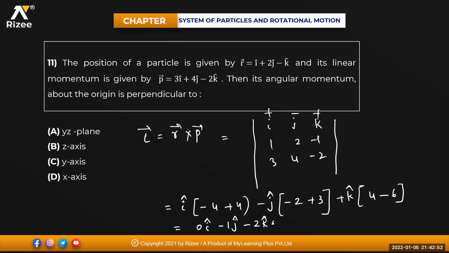So it will be lying in which plane, beta? The angular momentum about the origin is perpendicular to which axis? X-axis or y-axis? The angular momentum about the origin is perpendicular to... YZ plane. Z-axis, sir. How, beta?